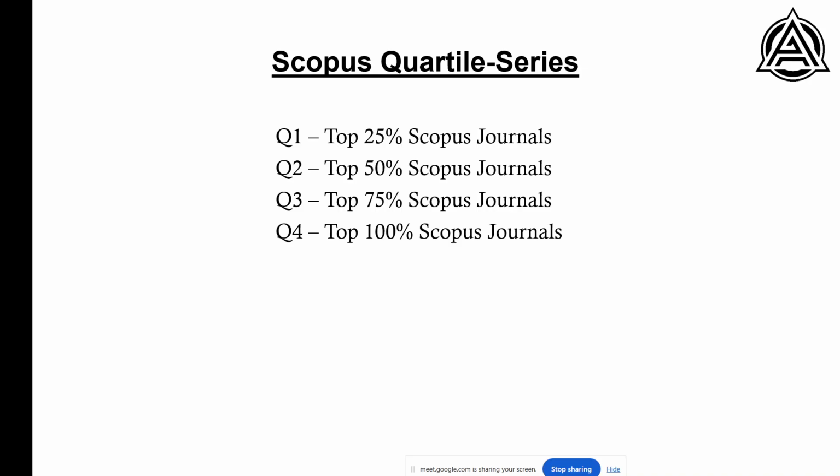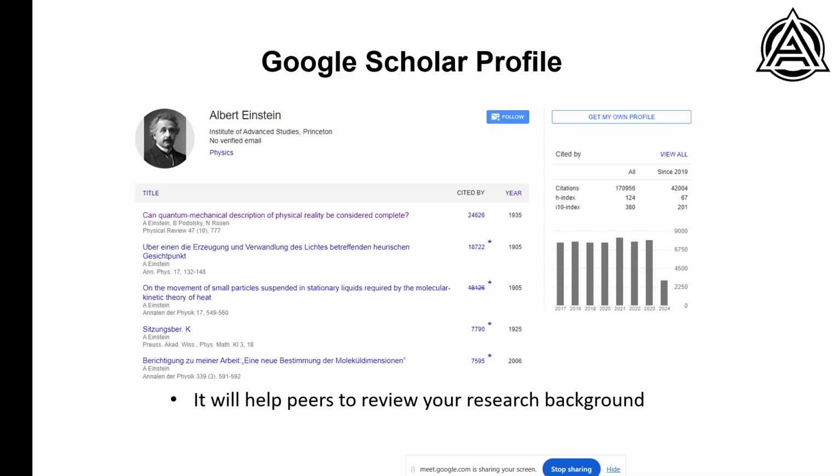As an early career researcher, you can go for any Scopus journal initially. Once you improve your writing standard or research standard, then you can go for Q4, followed by Q3, Q2, and then Q1. So these are all called Scopus quartile journals, the Q series.